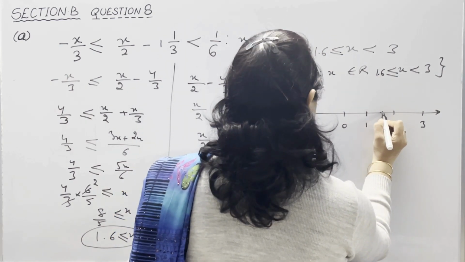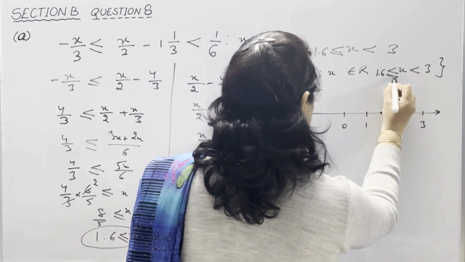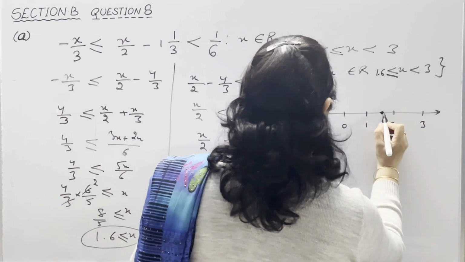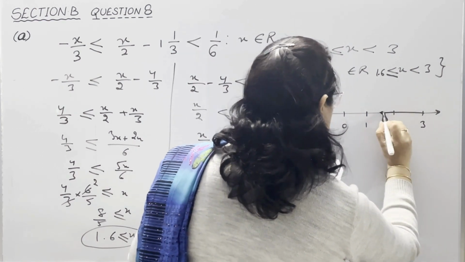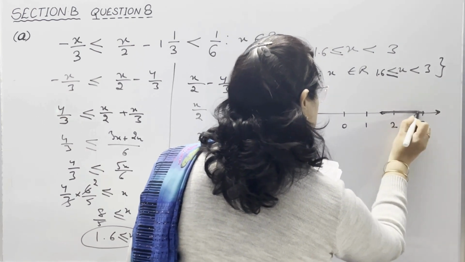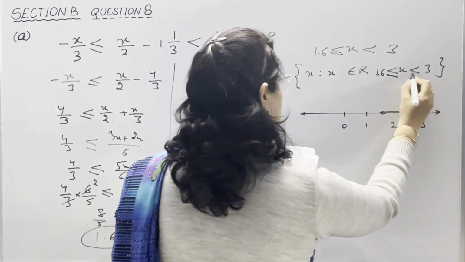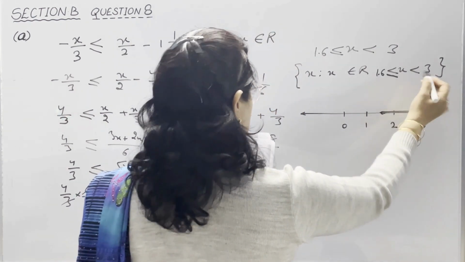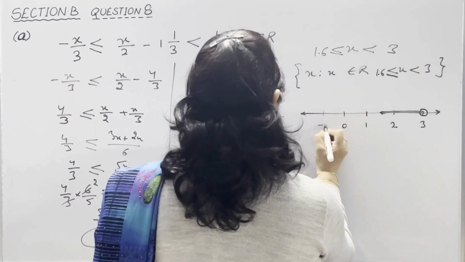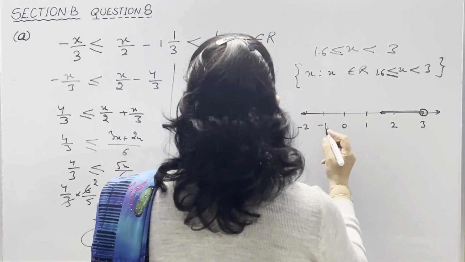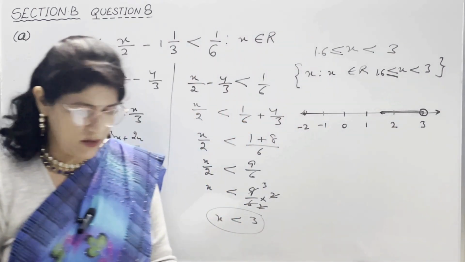So show it properly. This is 1.6, and at 1.6 we need to draw a dark circle because the equal to sign is also there, and 3. So 1.6 and 3. We need to darken this portion of our number line, and on 3 we need to draw a hollow circle because there is no equal to sign in this relation. So this is our representation on number line. Just draw one or two other numbers also on the number line. So this is our representation.